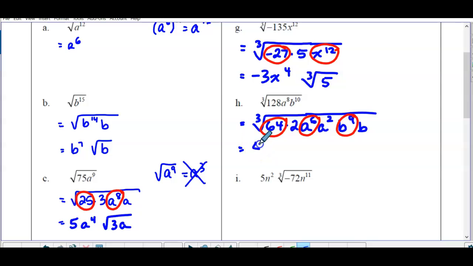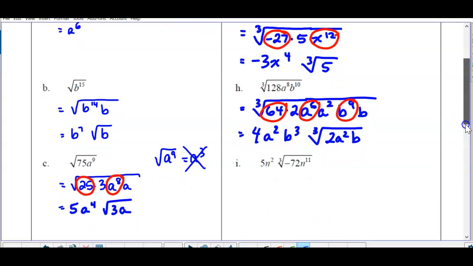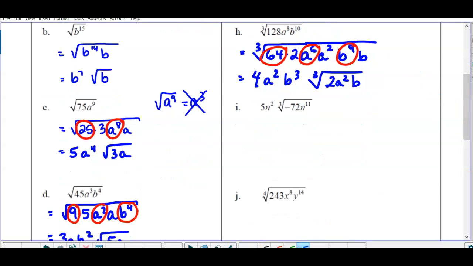Cube root of 64 is 4. Cube root of a to the 6 is a squared. Cube root of b to the 9 is b cubed. And then cube root of 2a squared b. All right. And remember, for cube roots, if you were asked for any values for the variables, anything works, all real numbers.